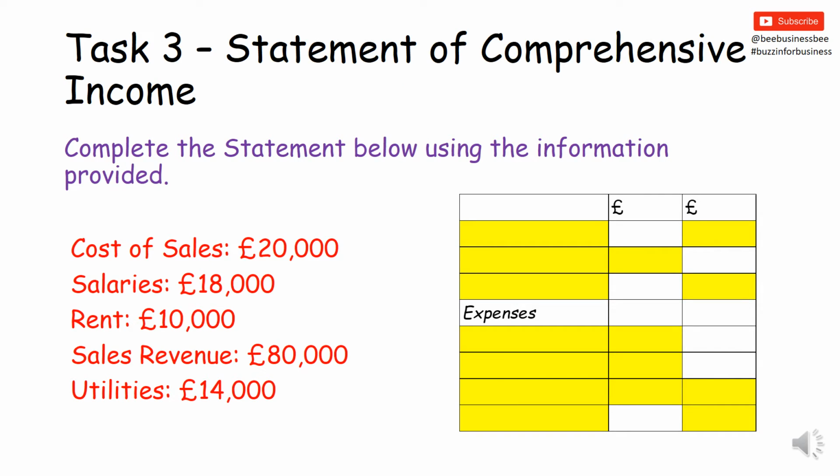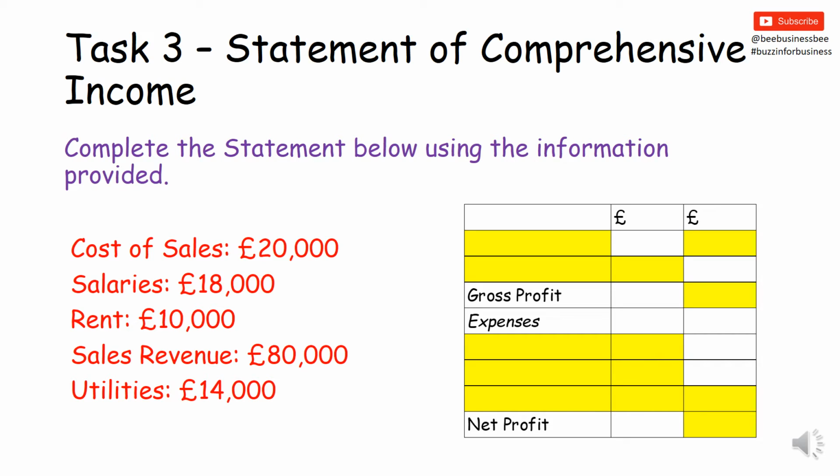Here we have a statement of comprehensive income. Complete the statement below using the information that's been provided. You should fill in the areas which are shaded in yellow. If you need some hints, then carry on watching the video. Otherwise, pause the video while you undertake that task.